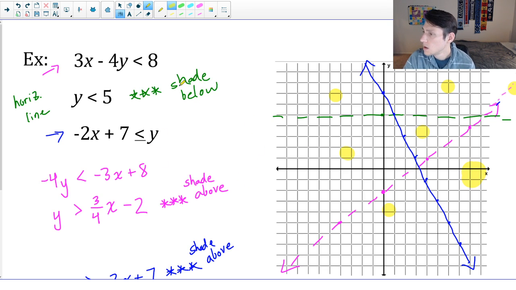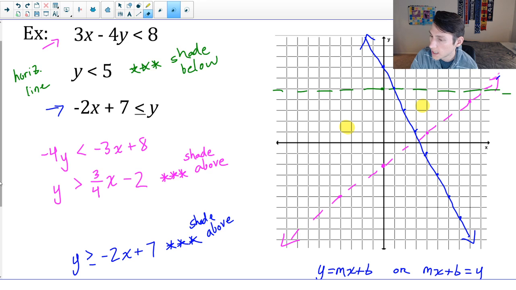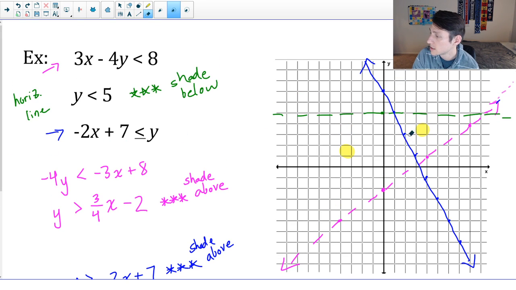Okay. All right, so we need to shade below the green line, so that'll get rid of this option, and this option. We want to shade above the pink line, so that gets rid of this, it gets rid of this. And lastly, we want to shade above the blue line. So this is the only region that's left that's above. This one is not. So it must be that that central area is the correct shaded portion.